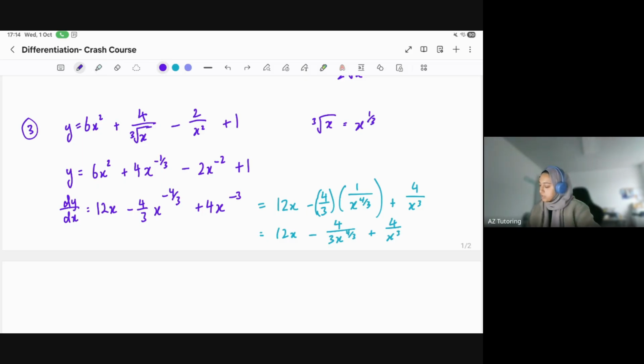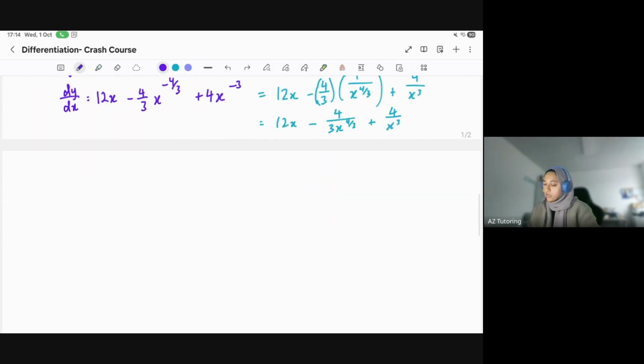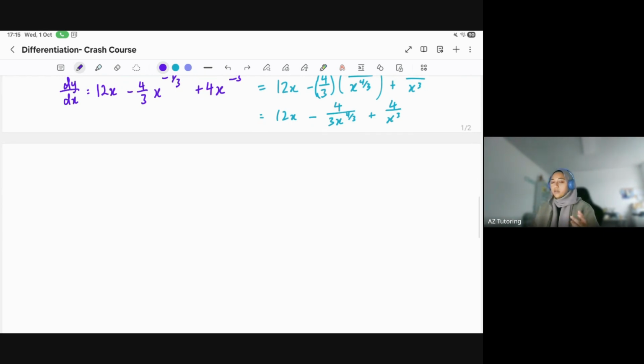Let's move over to the next thing. So we spoke about the fact that differentiating the curve gives you the gradient function. So you can use that to find tangents and normals. So let's do an example question.